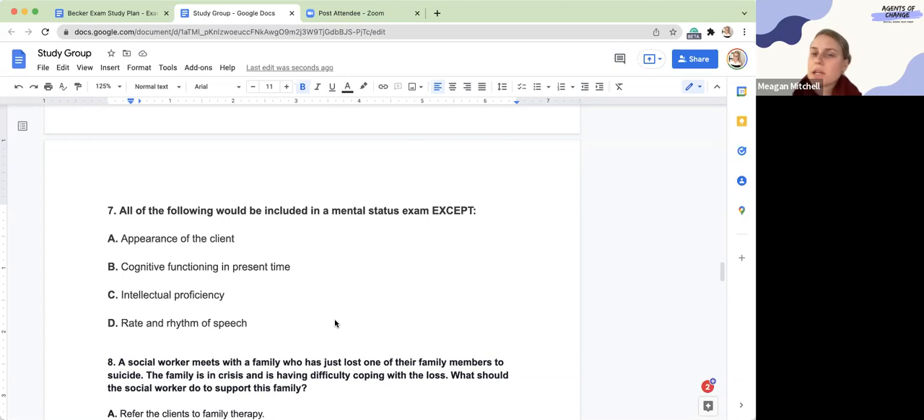We're trying to get information about if the client is oriented, right? Present functioning. We're trying to get a baseline of what's going on. Are they alert? What is their thinking like in that present time?